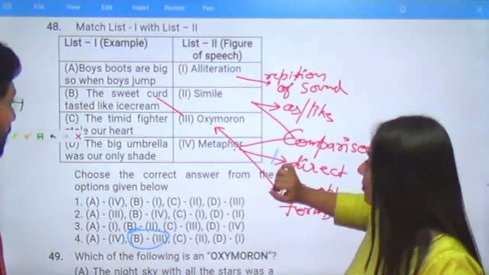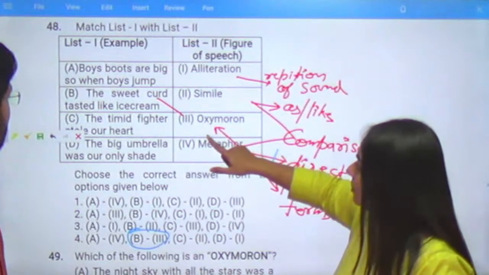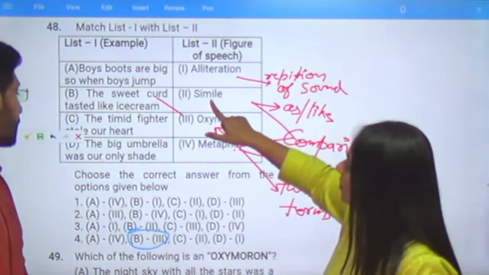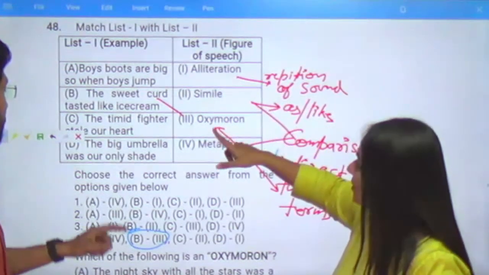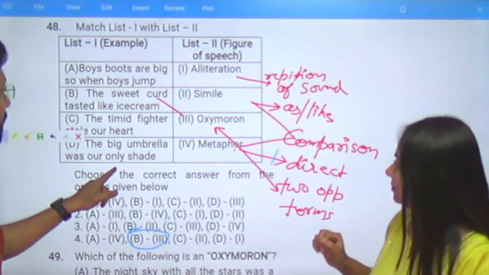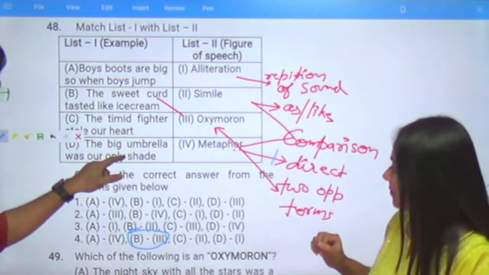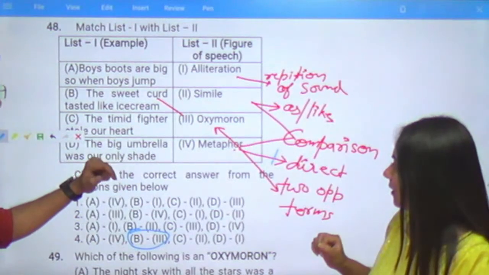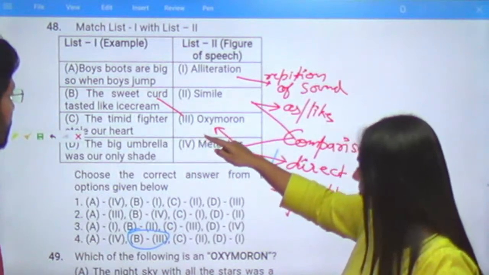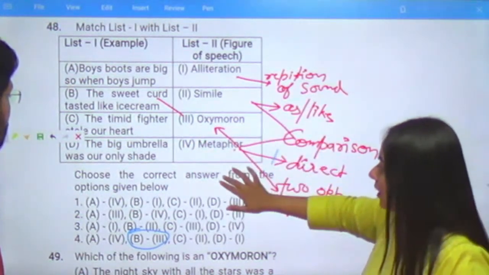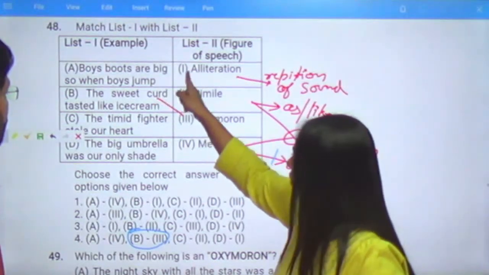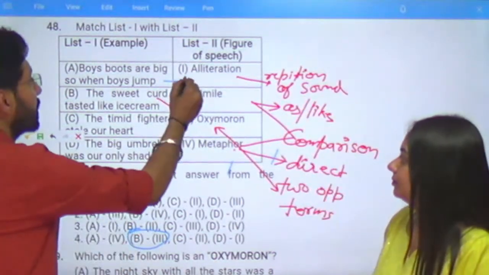So let's see. The big umbrella was our only shade. The timid fighter stole our heart. Boys' boots are big, so when boys jump. So will you help me with this one, the big umbrella was our only shade? Isko hum kar sakte hain. I think there is a problem in this. Big umbrella was our only shade. Alliteration. I think it should be. Shouldn't it be like metaphor? I don't know. I feel there is something wrong with this particular question, because this one should go with alliteration for sure.